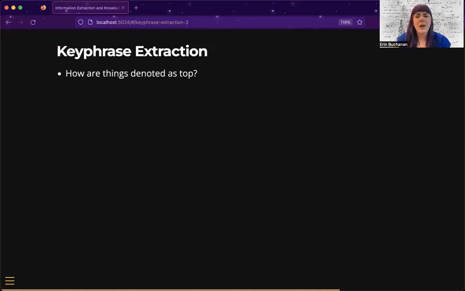And how are things denoted as top? Like what is top? It could be word frequency. Things that are more frequent are more likely than not the things that are going on in the text, minus things like determiners, the and a, and prepositions, of. Those are very frequent words that don't add a whole lot to the text. So back to part of speech tagging, we could pull the big four: nouns, verbs, adjectives, and adverbs.